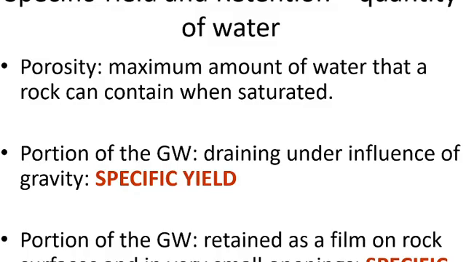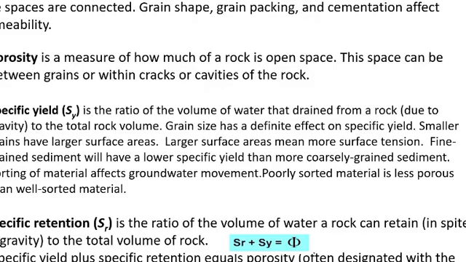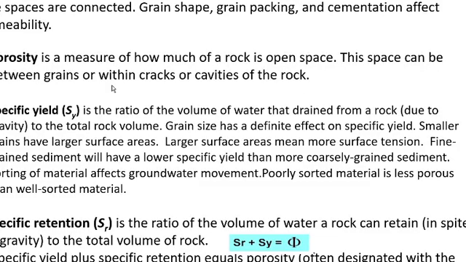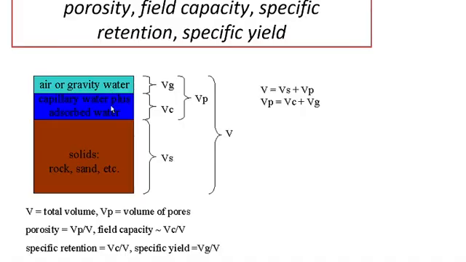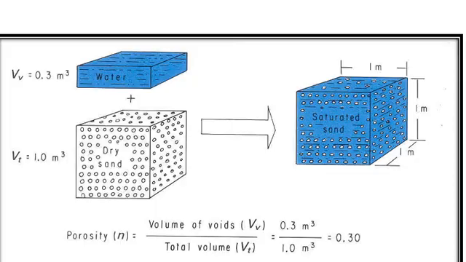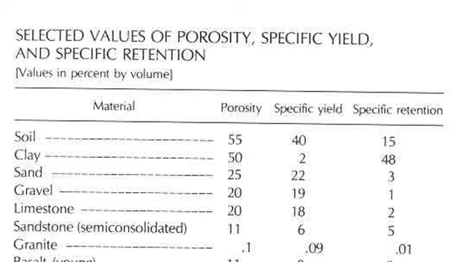So what is the yield? The portion of groundwater drained under the influence of gravity is called specific yield. The portion of groundwater retained as a film on rock surfaces with very small openings is called specific retention. So this is responsible for the yield, and this is responsible for the retention. These are the definitions, please go through.